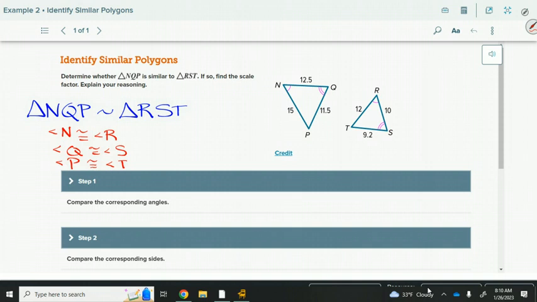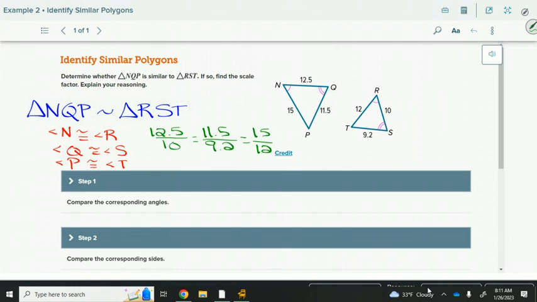Okay, then for my ratios, side NQ is going to match up with RS, so we should have 12.5 over 10. QP is going to match up with ST. And then NP is going to match up with RT. So those would be the ones we check.